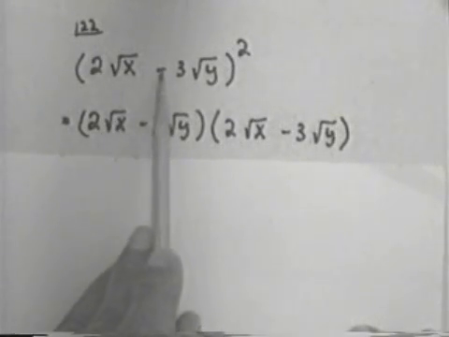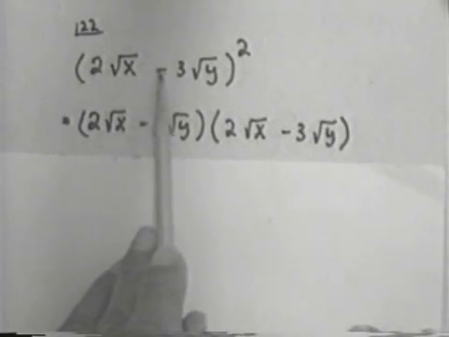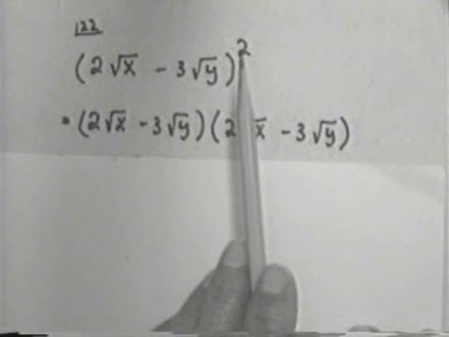Since I had subtraction, I could not use my properties of exponents. So I just had to remember that the exponent 2 told me to use everything in the parentheses as a factor 2 times.